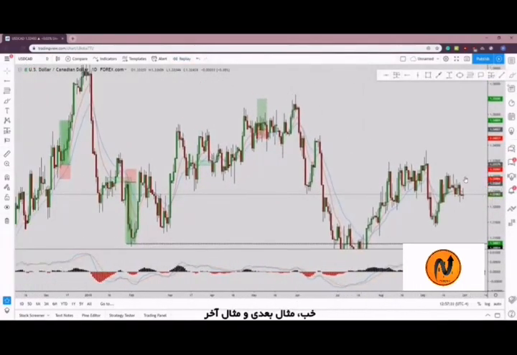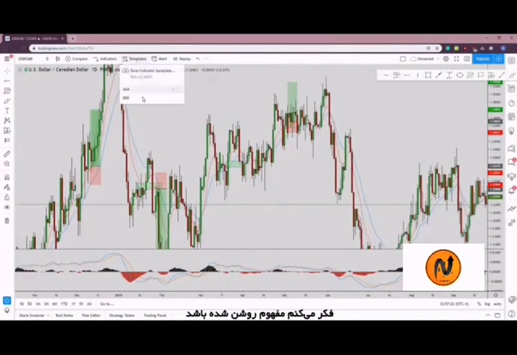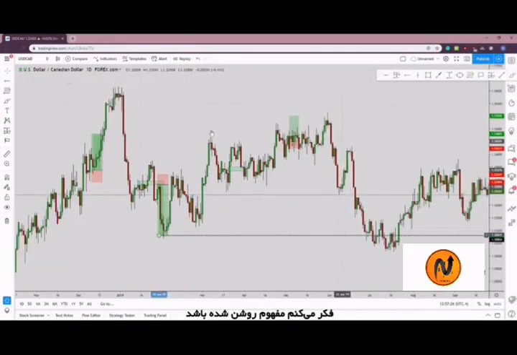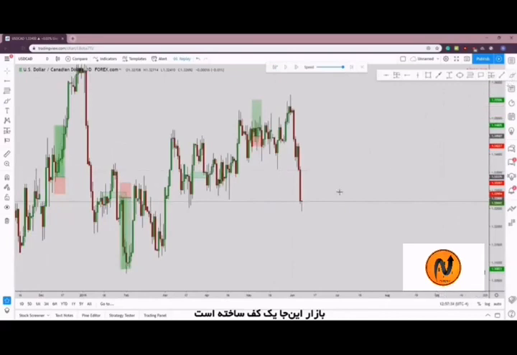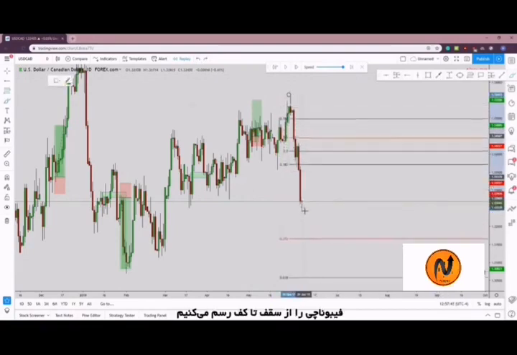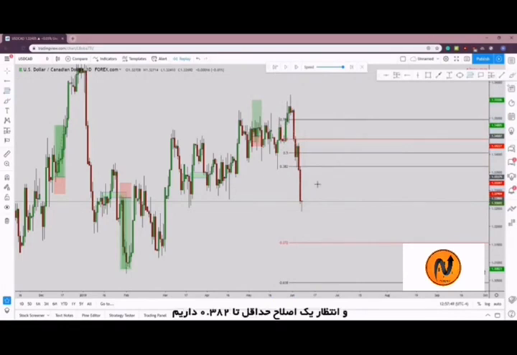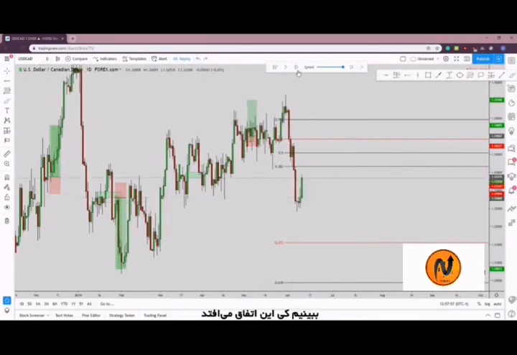Okay, the next example that we will consider, and then I think the concept is pretty clear, is another example of the ICI strategy. Here we go. The market created a nice low here, so basically a low that is lower than this low here. And what we're expecting now and waiting for is a retracement at least to the 382. So let's take our Fibonacci from the high to the low, and we are expecting a retracement at least to the 382. Let's see when we get it.